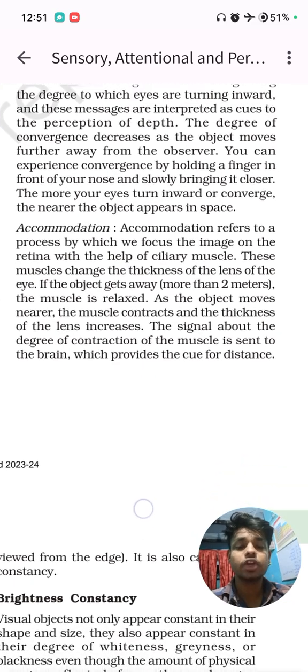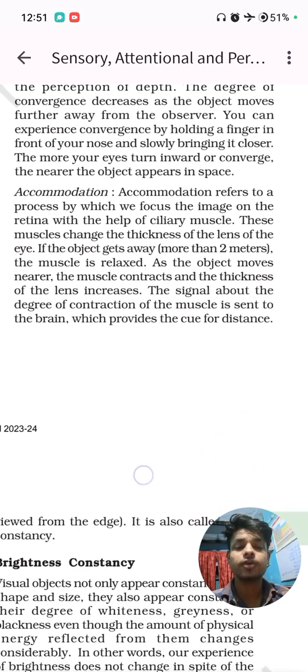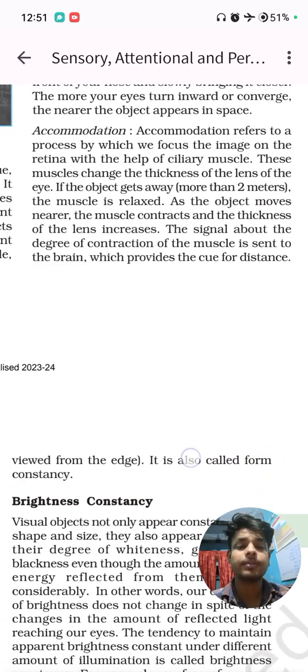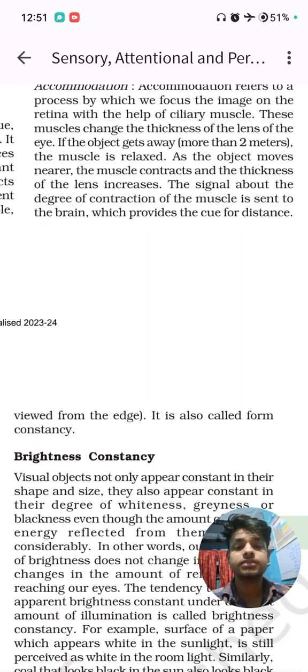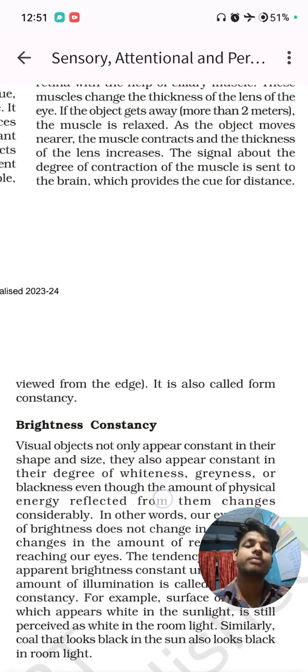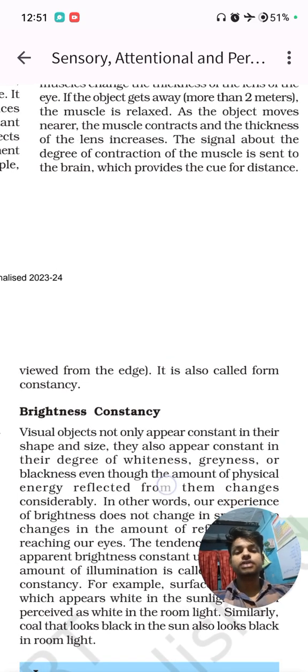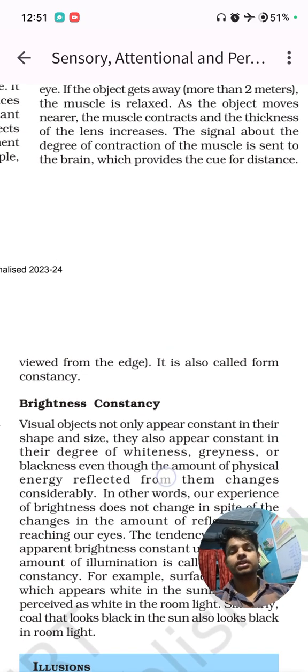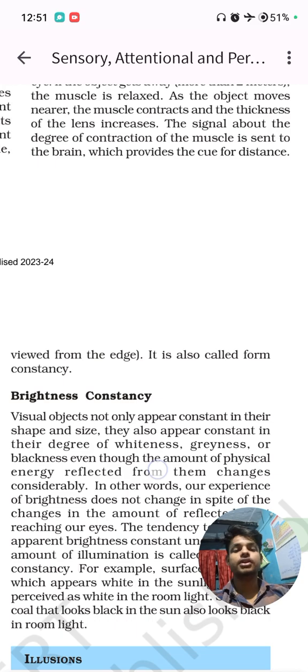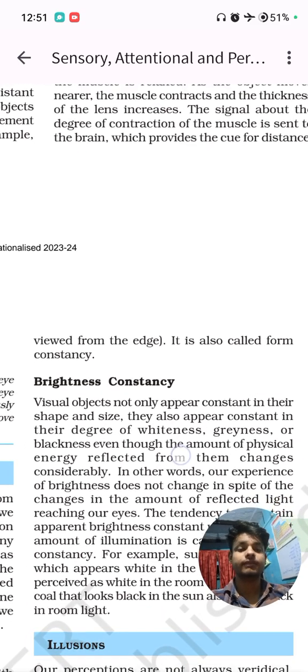Accommodation refers to the process by which the focus of the image on the retina is adjusted with the help of the ciliary muscles. These muscles change the thickness of the lens of the eye. When an object is more than 2 meters away, the muscles are relaxed. As the object moves nearer, the muscles contract and the thickness of the lens increases. The signal about the degree of contraction of the muscles is sent to the brain, which provides a cue to distance.